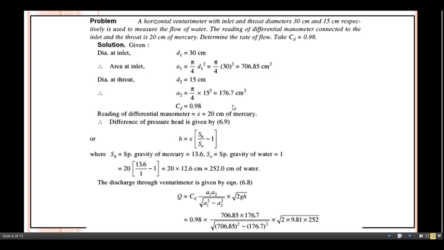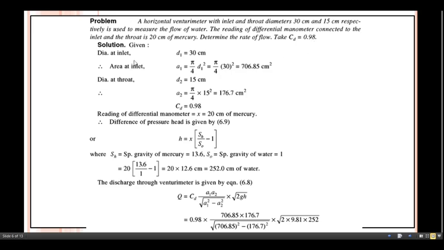Now we'll move towards some of the numericals on the same topic. A horizontal venturimeter with the inlet and throat diameters 30 centimeter and 15 centimeter respectively is used to measure the flow of water. The reading of differential manometer connected to the inlet and the throat is 20 centimeter of mercury. Determine the rate of flow. Take CD equals to 0.98.